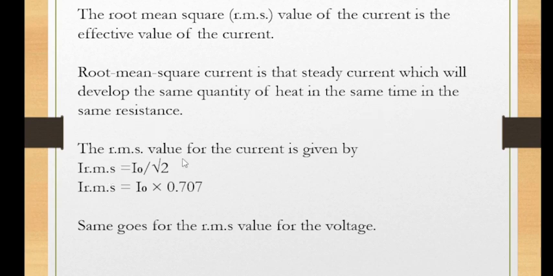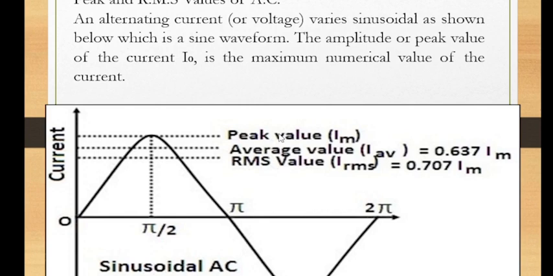Then the root mean square value for the current is given by I_RMS is equal to what? The peak current divided by root 2. Don't forget that this root mean square is equal to the peak value, remember where the peak is, divided by root 2. So I_RMS is equal to I naught over root 2, and the value of root 2 is 0.7071.